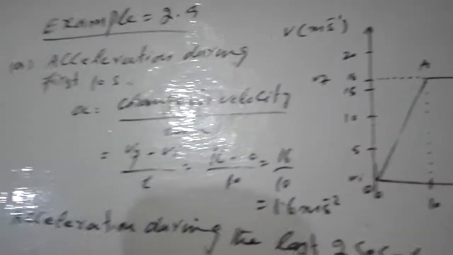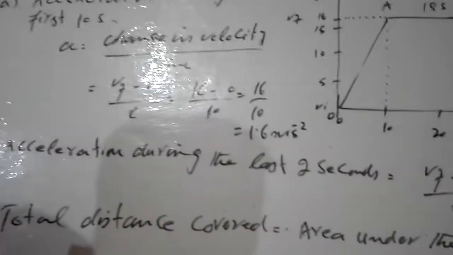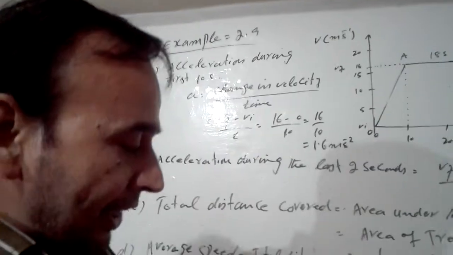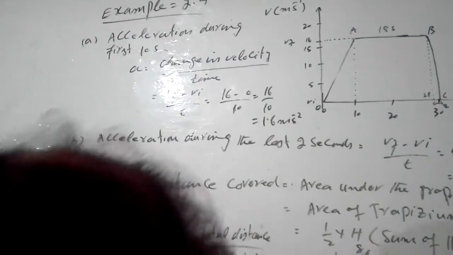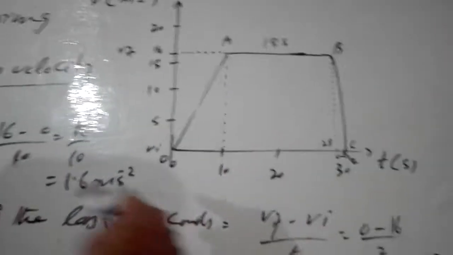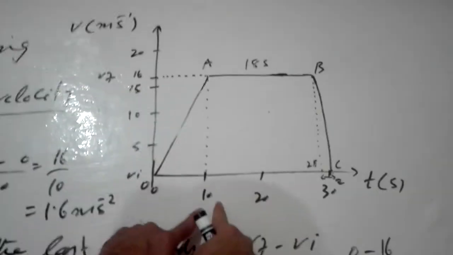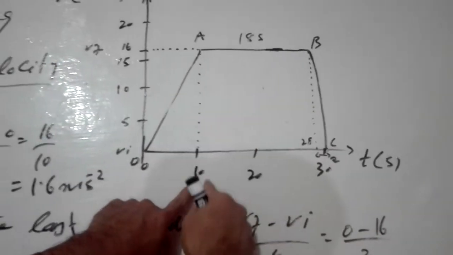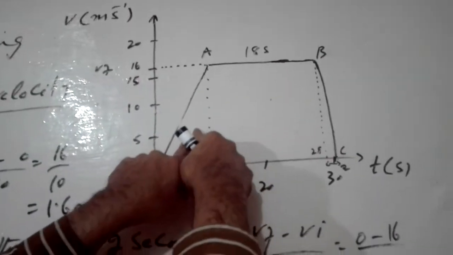Now what is the question? He has asked you some questions. Question 1 is: from the graph, find its acceleration during the first 10 seconds. So note down, where are the first 10 seconds? Time starts from 0 to 10 seconds. So these are the first 10 seconds. Till these 10 seconds you have to find its acceleration.